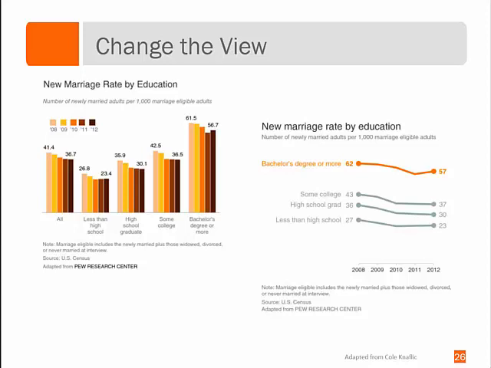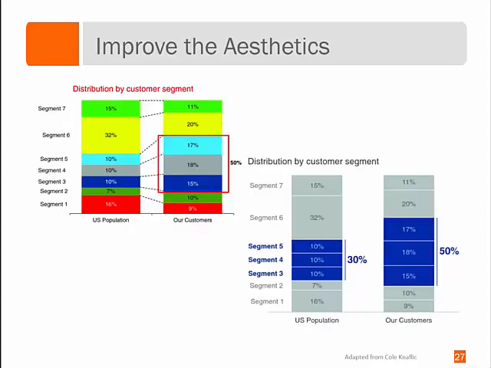But with the bachelor's degree or more, we're highlighting that while there is some decline there from 2008 to 2012 among highly educated people, they do continue to get the point that at least more than 50% of folks that are in this category decide that marriage is a better model, perhaps a better economic model for them to exist in. We also might pay some attention to improving the aesthetics.